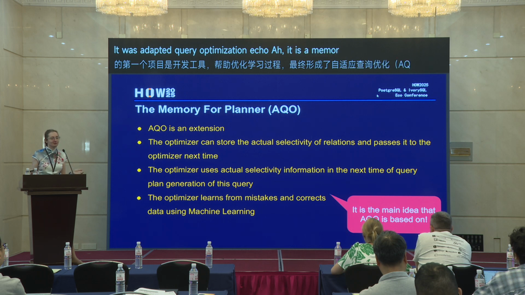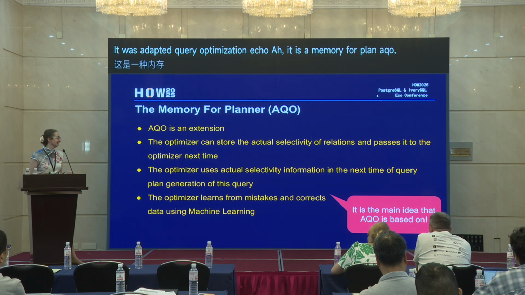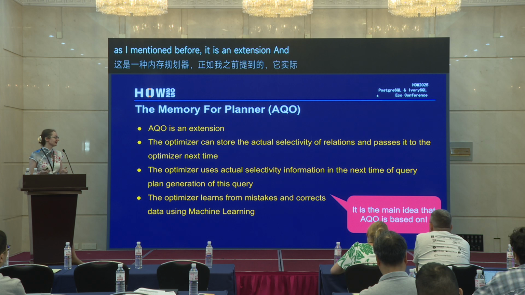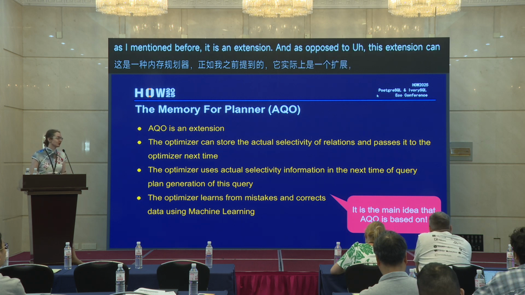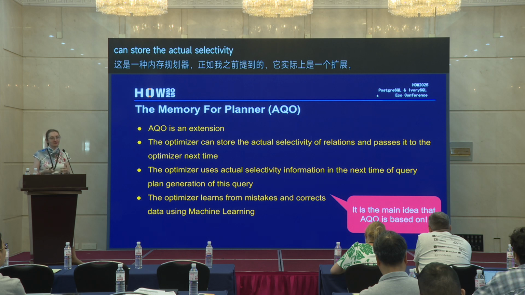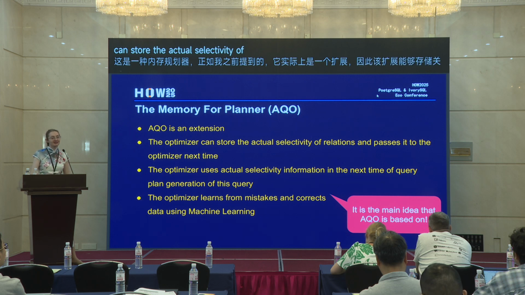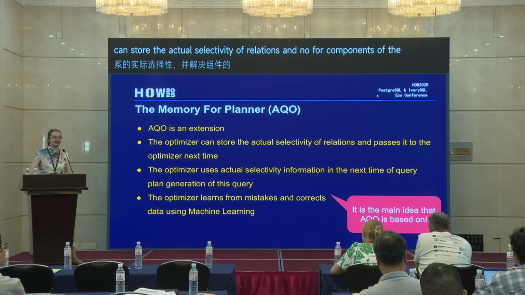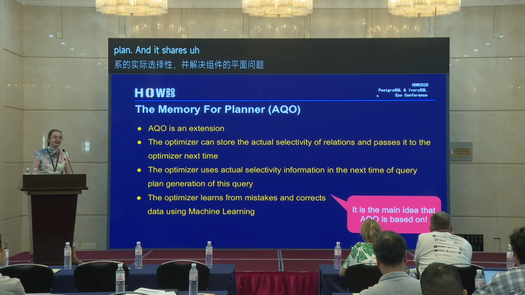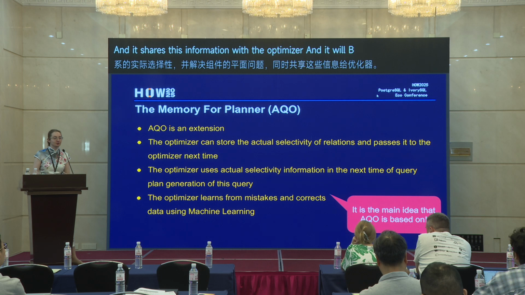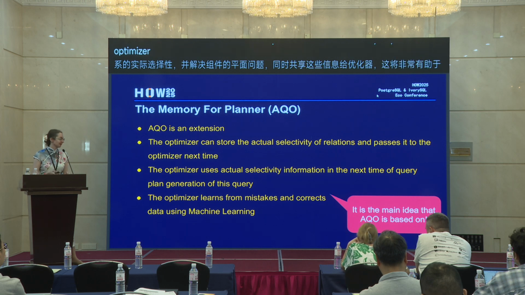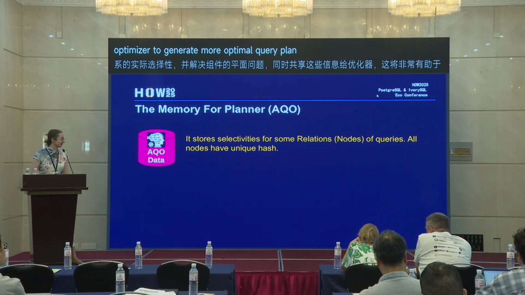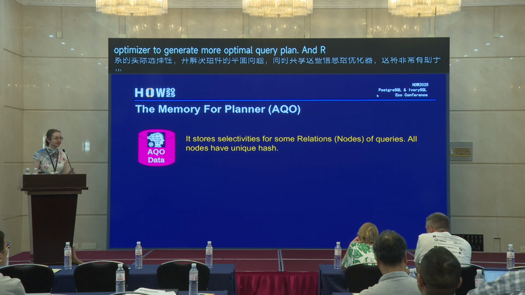AQO, as I mentioned before, is an extension, and this extension can store the actual selectivity of relations and of components of the query plan, and it shares this information with the optimizer, and it will be very helpful for the optimizer to generate a more optimal query plan. And let's consider how it works.